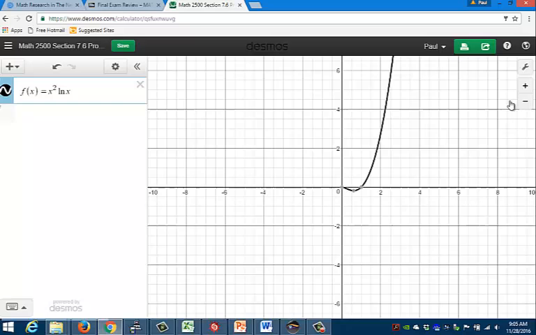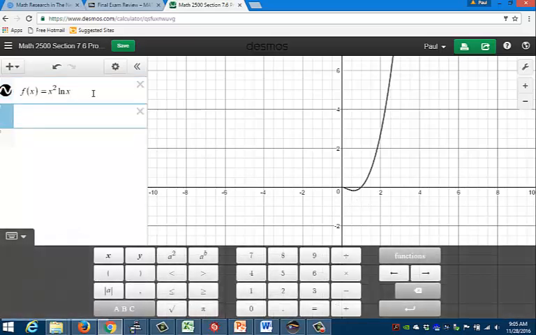Why does it go negative for a little while? Because we know the natural log function is negative until you get to where? Till you get to 1 comma 0, right? If I type in y equals ln of x, it's negative until you get to 1 comma 0. But what we're interested in doing here is comparing this to g of x equals x cubed.